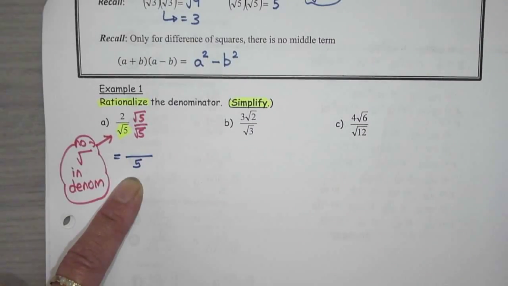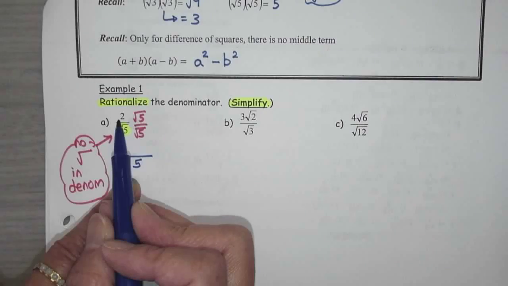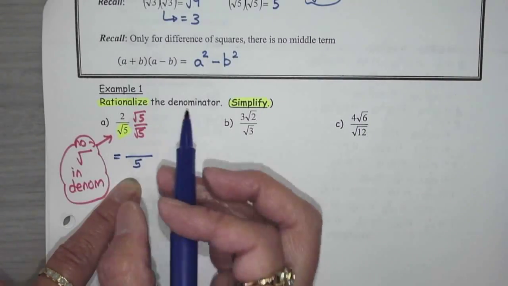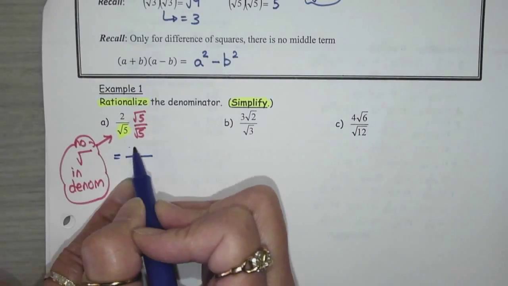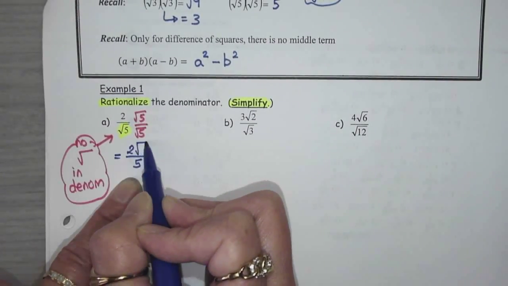What happens to the top, though? What happens to the numerator? 2 times root 5, whole number times whole number, root times root. So the whole number is 1, so it'll just be 2, and root times the root, root 5.